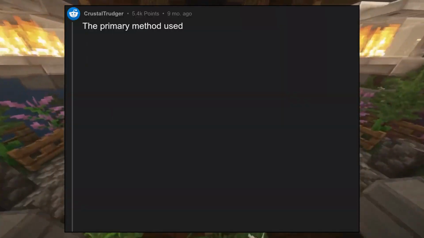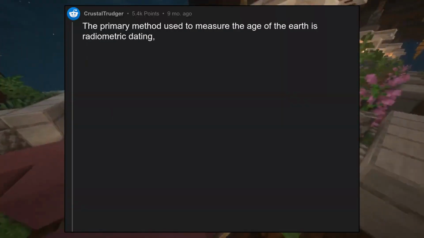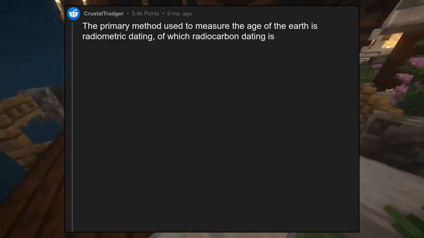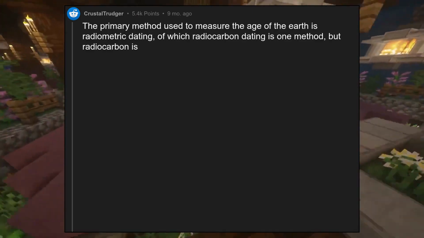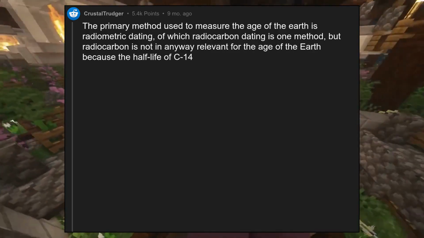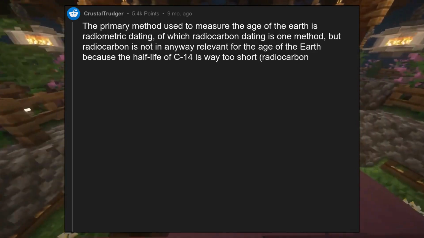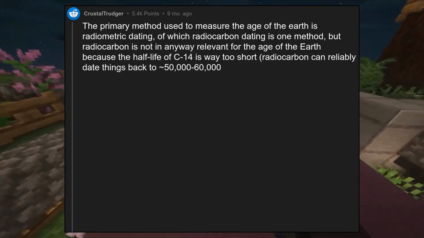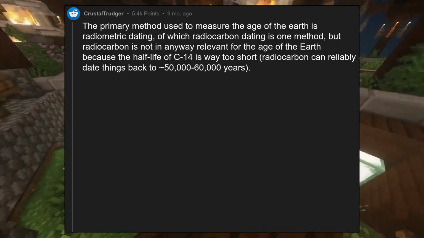The primary method used to measure the age of the Earth is radiometric dating, of which radiocarbon dating is one method. But radiocarbon is not in any way relevant for the age of the Earth because the half-life of C14 is way too short. Radiocarbon can reliably date things back to approximately 50,000 to 60,000 years.